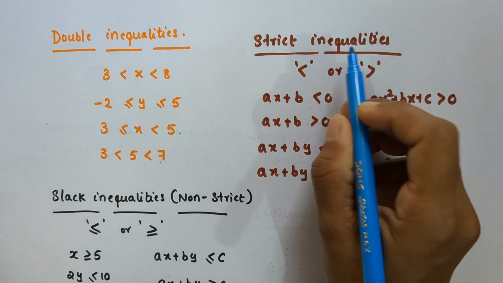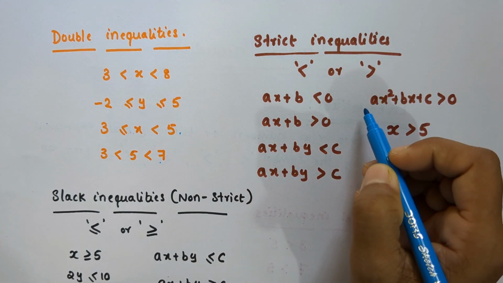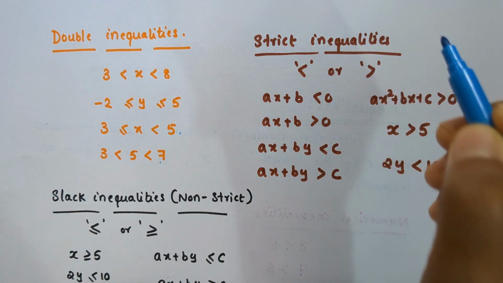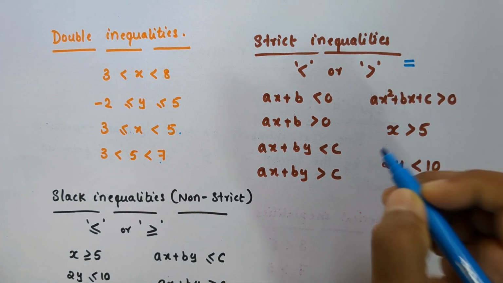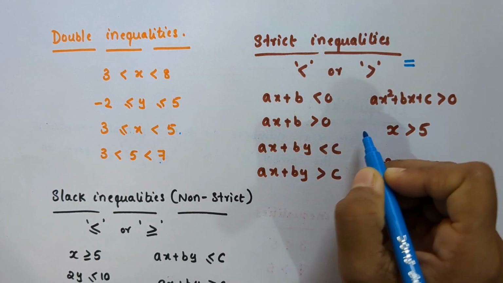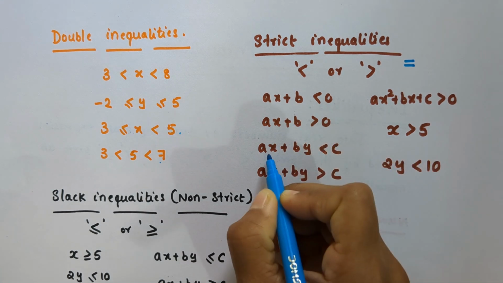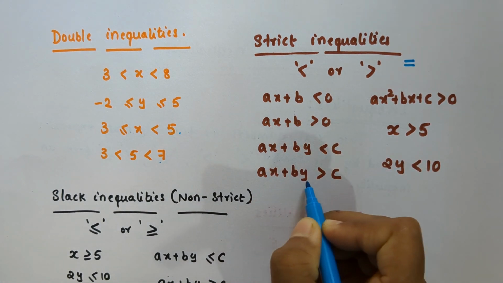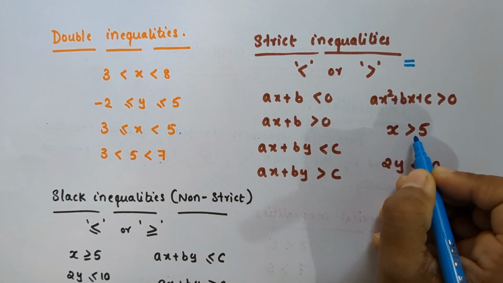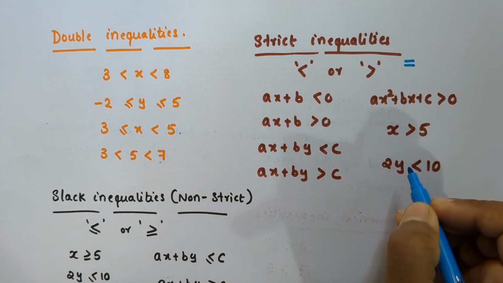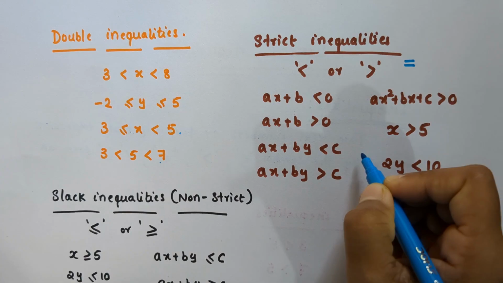Another type of inequality is strict inequality. A strict inequality does not include equality. There won't be an equal sign in this inequality. It uses simple less than and greater than. For example, ax plus b less than 0, ax plus b greater than 0, ax plus by less than c, ax plus by greater than c, ax square plus bx plus c greater than 0, x greater than 5, 2y less than 10. All these are examples of strict inequality because there is no equal sign in any of these inequalities.